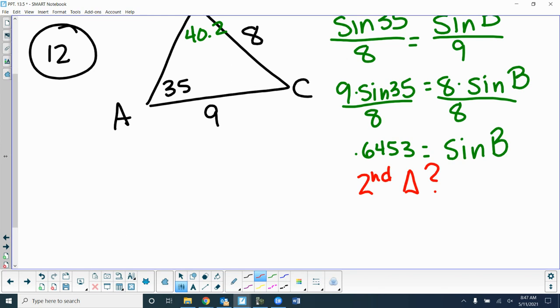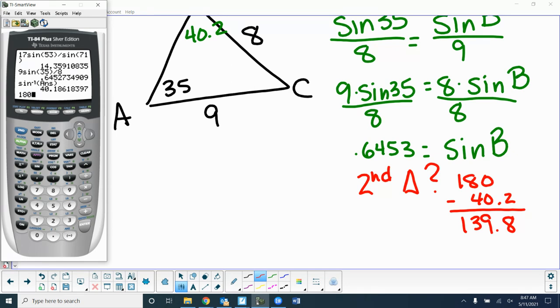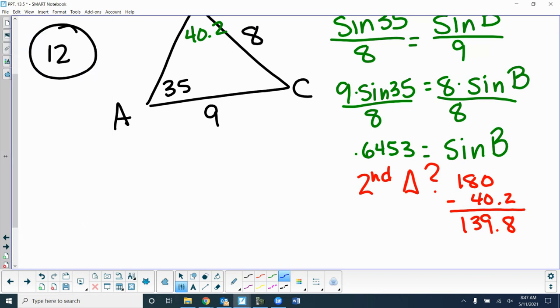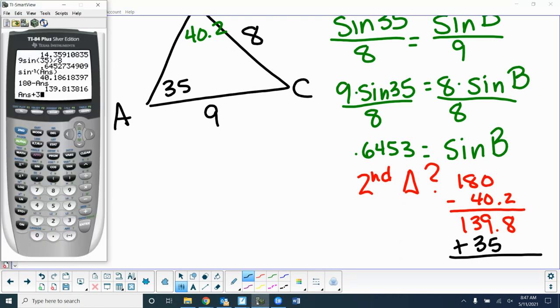All right, so what I do is I find the supplement of that answer. 180 minus 40.2, which is 139.8, right? So I go 180 minus answer. Here's my 139.8. I add to that the original angle they gave me, and get 174.8.